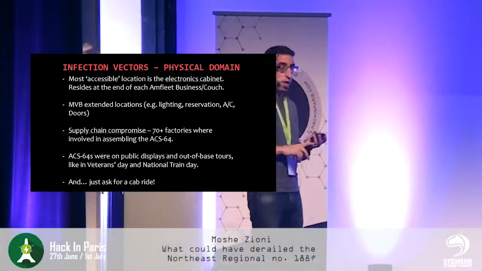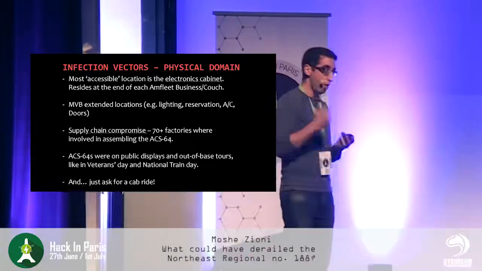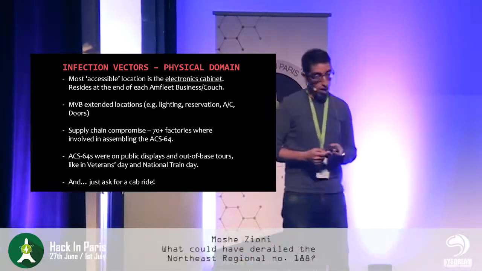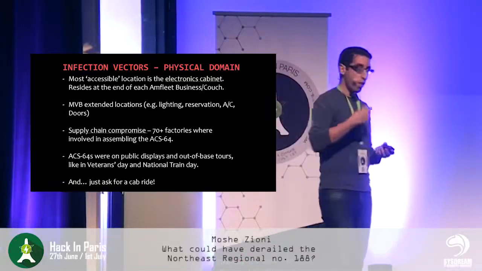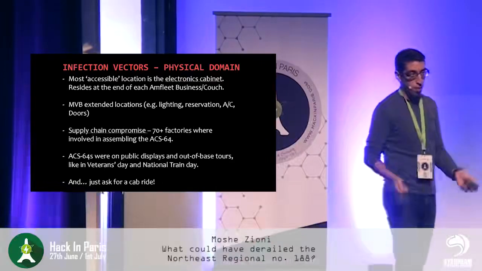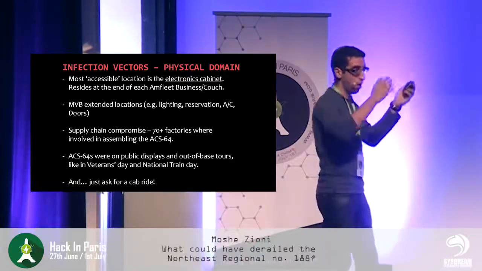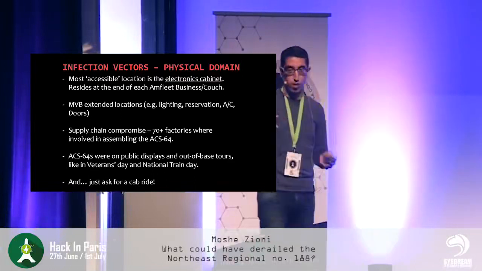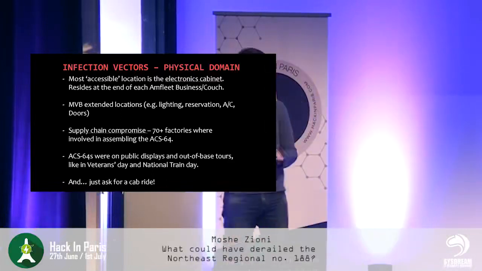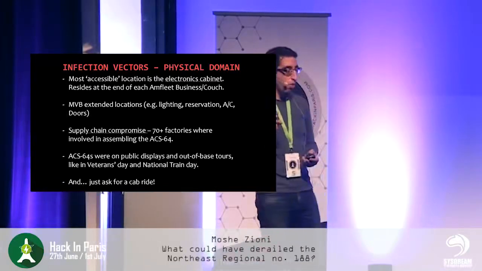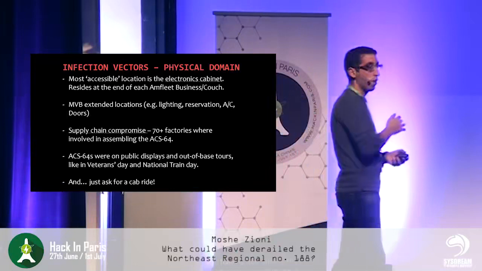The supply chain itself can be harmed because 70 companies or manufacturers were in fact involved in this process. And last but not least, there are tour guides into the ACS64, where you can actually open up the ACS64 driver cab and see the whole inside and go to the engine room and touch everything. It's a blast for kids and for hackers. So far with the physical domain, now we are coming back to Amtrak.